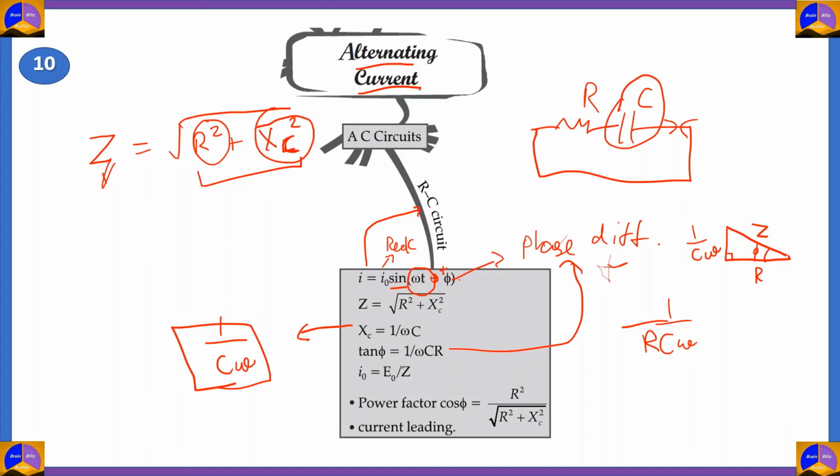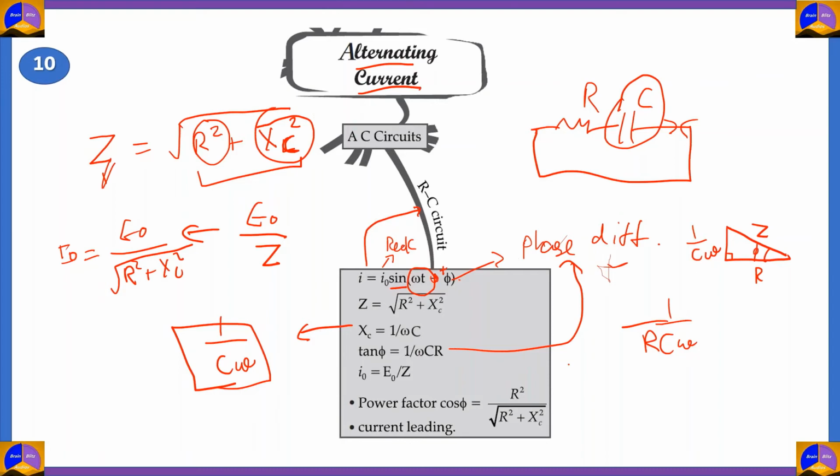And then to find the peak value, again we use E naught, that is the peak value of the voltage or EMF, divided by Z. Z, again, is the impedance. The impedance here is the root of R square plus XC the whole square. So the value will be E naught divided by the root of R square plus XC the whole square. This will be equal to I naught.